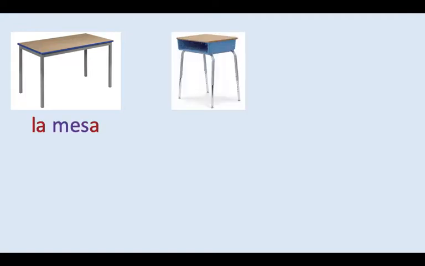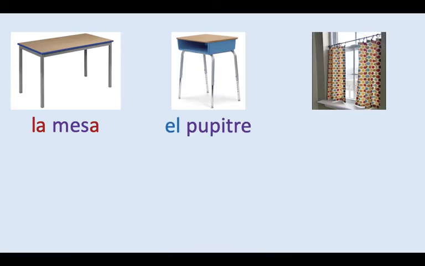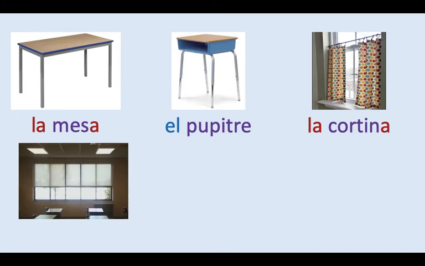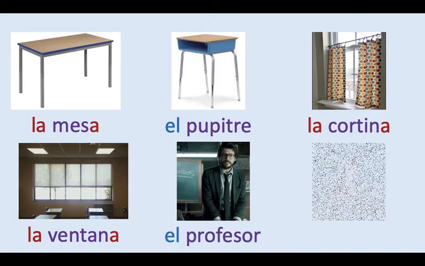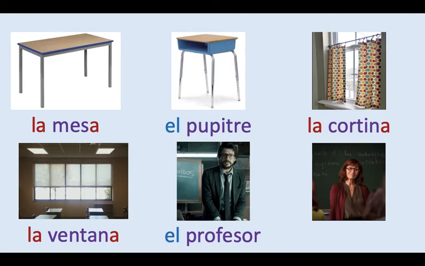¿Cómo se dice the table? Repita, la mesa. The student desk. Repita, el pupitre. The curtain. Repita, la cortina. The window. Repita, la ventana. The teacher who's a male. Repita, el profesor. Female teacher. La profesora. Mira, look, and one will desaparecer.